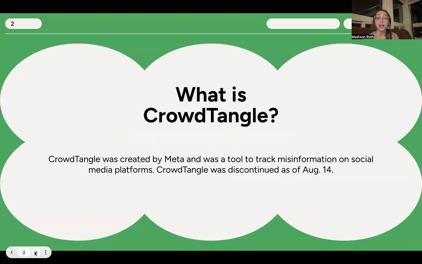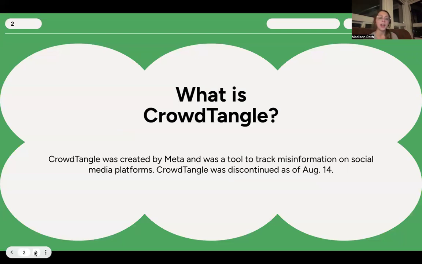So what is CrowdTangle? It is a platform that was created by Meta to track misinformation on social media platforms. People could go on public social media platforms and look at people's posts and things like that to see if there was any misinformation.